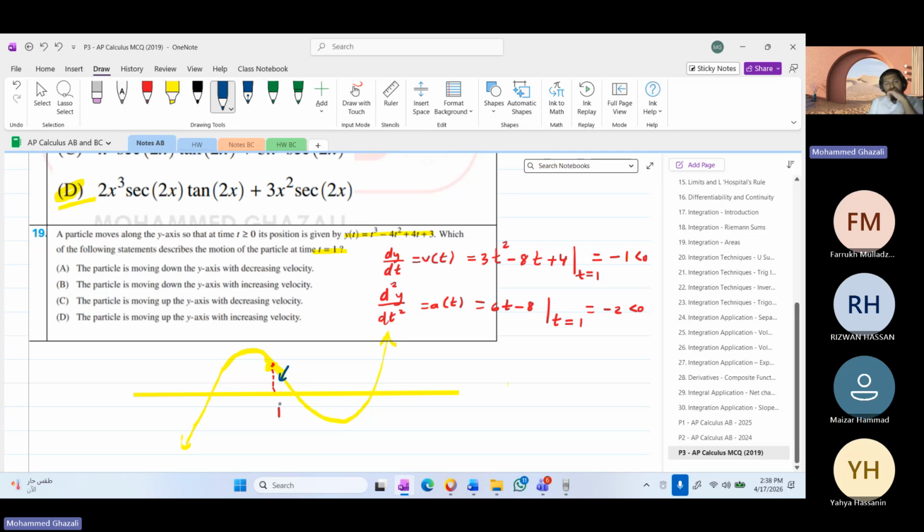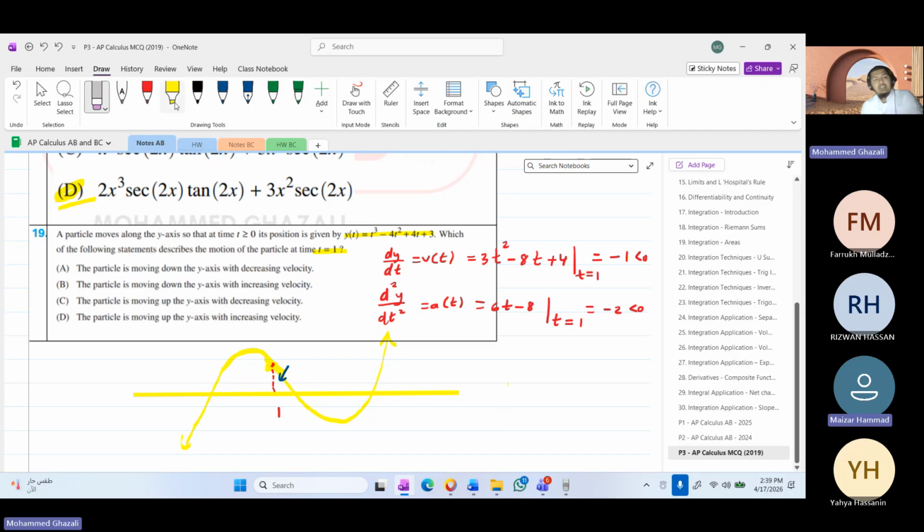But what about saying moving down the y-axis? Let me tell you something. Look, if we want to say increasing velocity, then that means the velocity is getting more positive or less negative. And this would happen when the acceleration is greater than 0. But here, the velocity is getting more negative and the acceleration is also negative. So B would be wrong because the acceleration would have to be positive. So the answer is A.